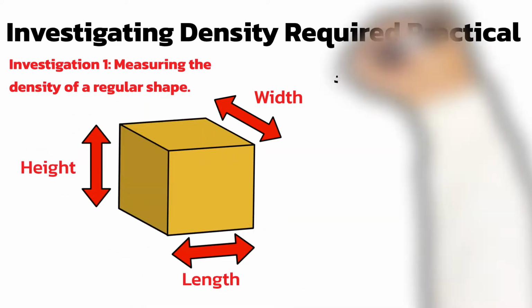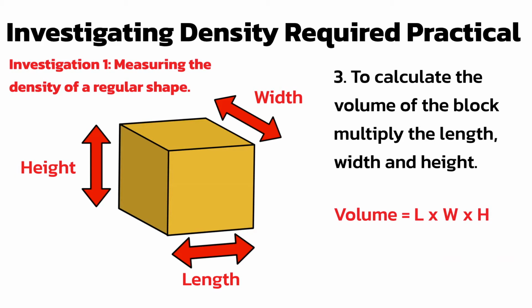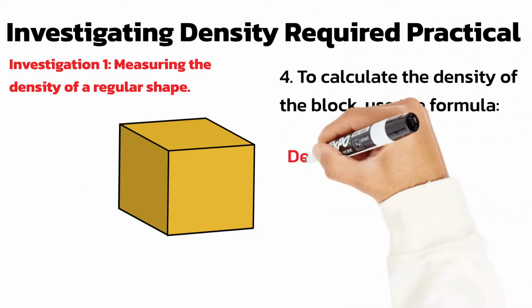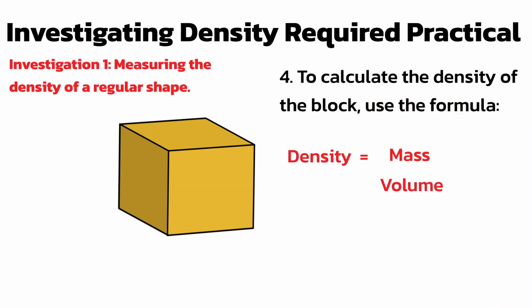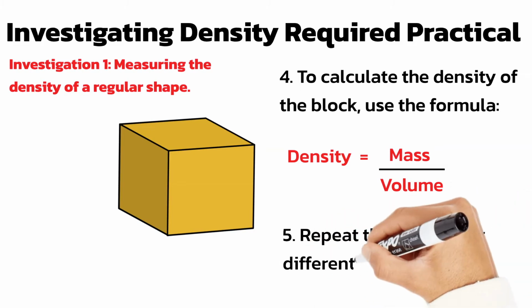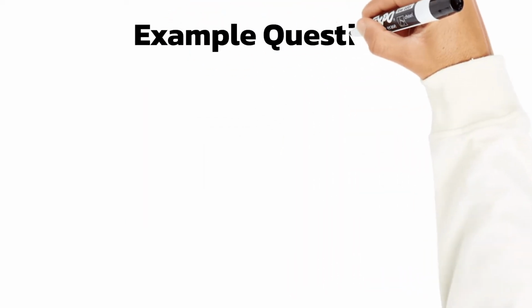To calculate the volume of the block, multiply the length, width, and height. To calculate the density of the block, put your values for mass and volume into the formula, density equals mass divided by volume. Finally, repeat these steps for different materials. Before we move on to the next investigation, let's try an example question.